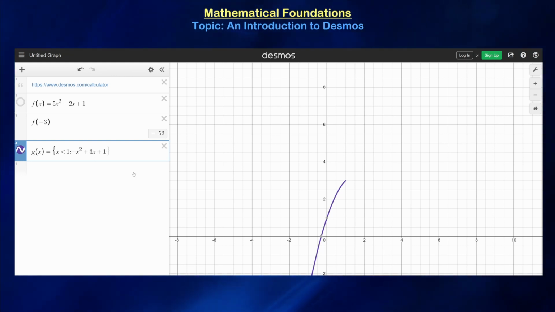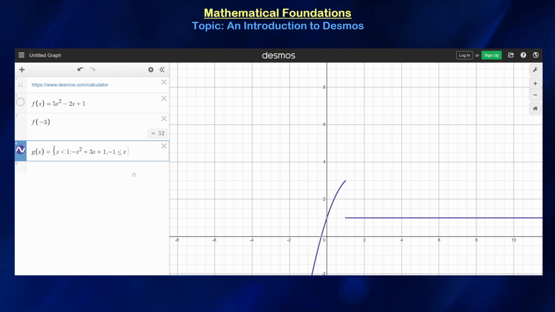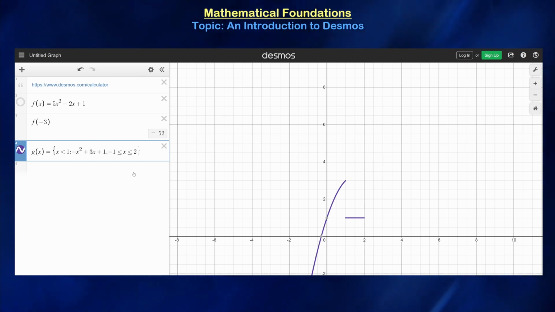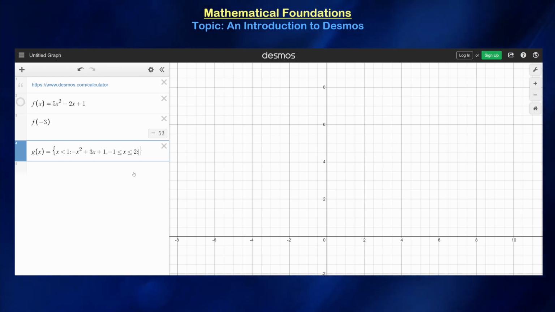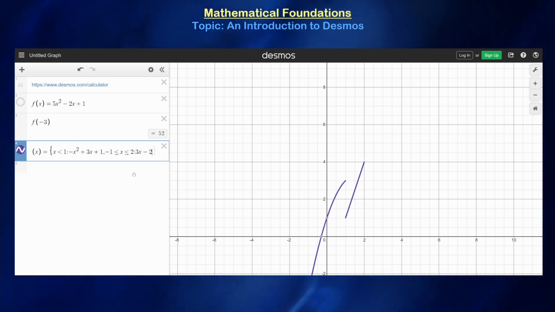So what if I want to add another piece? So what I can do is I can do comma, then the next domain of definition, so negative 1 less than or equal to. So once I press this equal to sign, they will combine into 1. And that's going to give us x is less than or equal to 2. So let's assume that's our next piece of the function. And let's assume we want to define that to be, say, the line 3x minus 2. So that gives us our next piece.